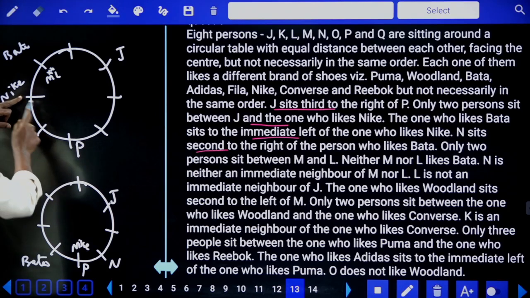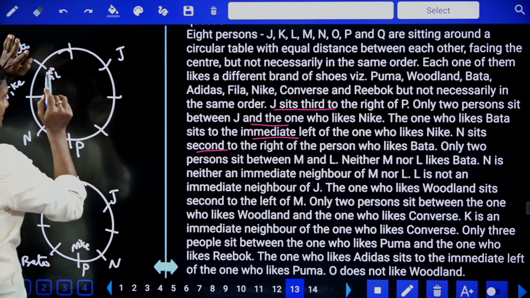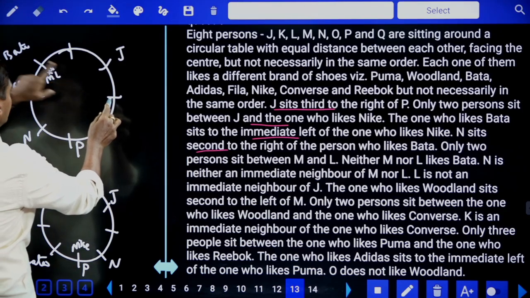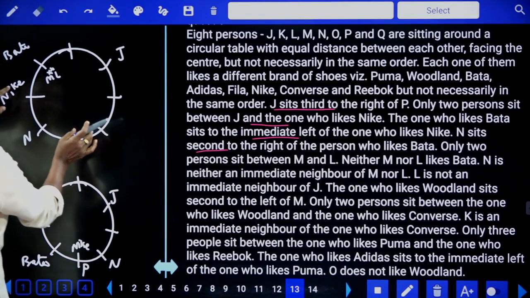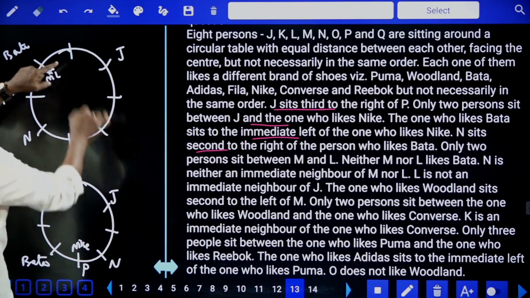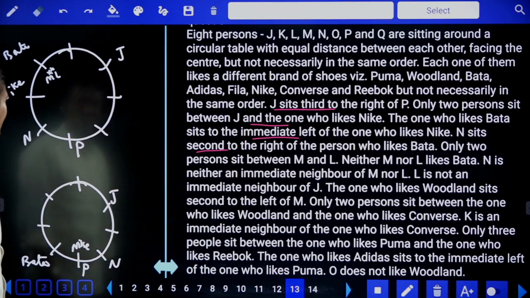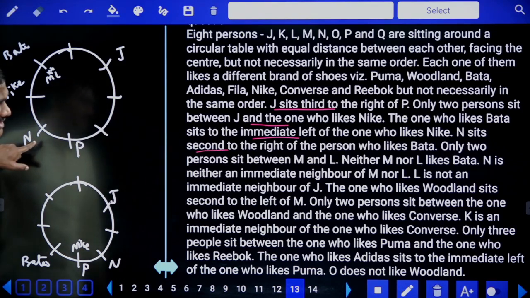If M or L is here, the other one will be here. If M or L is here, and there is no possibility, yes, M or L cannot be here. If M or L is here, then it can be here. So M or L can be like this, like this, like this. Then there are n number of possibilities. Neither M nor L likes bottom. And next one, N is neither an immediate neighbor of M nor L. Now N is neither an immediate neighbor of M or L.